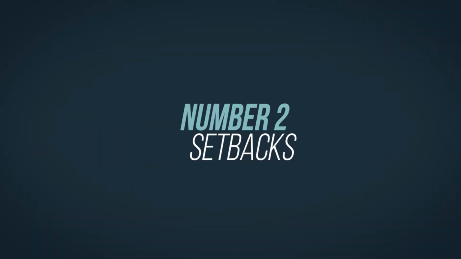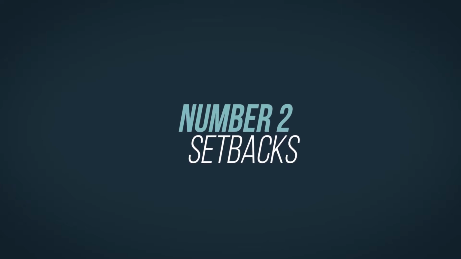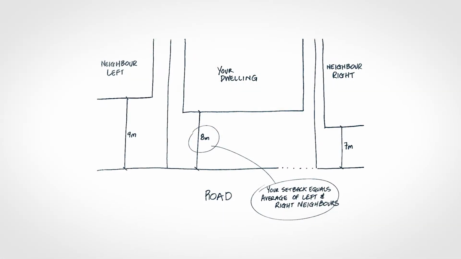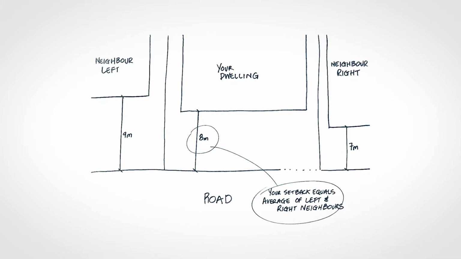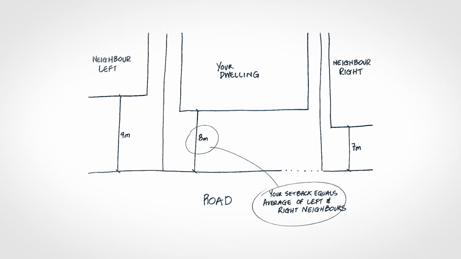Number 2 is unfavourable setbacks. It's important you understand how setbacks are assessed. It's simple once you know it, but if you don't understand it, it can negatively impact the outcome of your project. It's important to know that your site's likely setback requirements are going to be the average of your immediate neighbours to the left and the right of your potential site. So measure both neighbours' setbacks, add them together and divide them by 2.